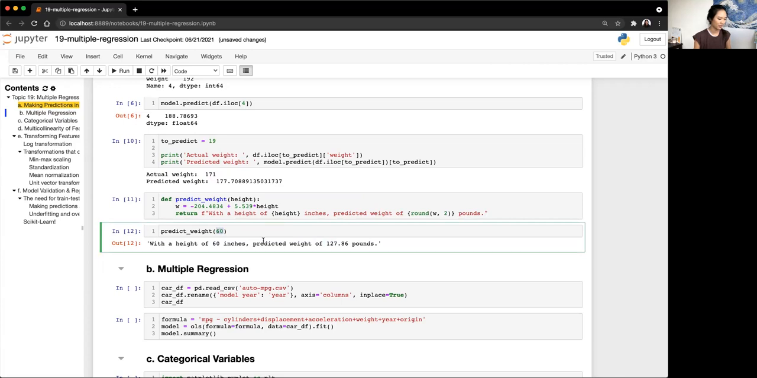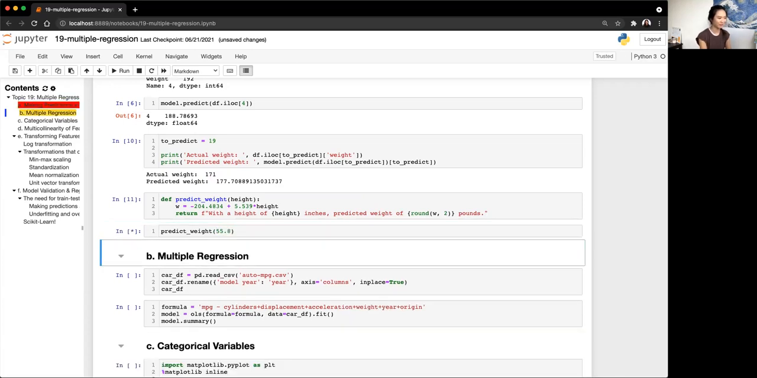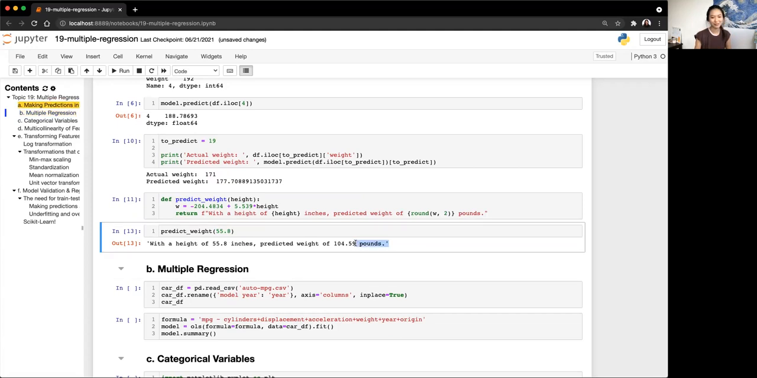If I have a height of, I don't know, I get confused with inches, but 55.8 as an example, you can get a prediction for pretty much any weight value. So that's one quick way that you can make predictions on any random height. You can get the predicted weight for any random height that you feed in. That's one way that you can do it.